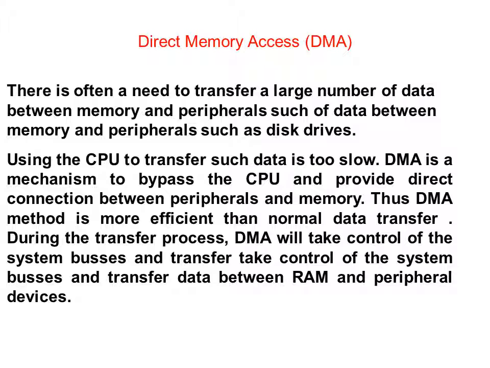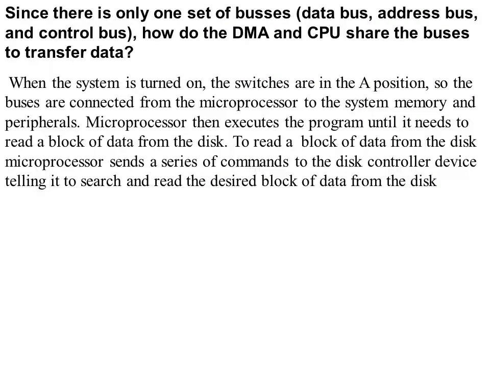During this transfer process, DMA will take control of the system bus and transfer data between RAM and peripheral device. Because we have only one set of buses, like data bus, address bus and control bus, at the same moment we cannot directly transfer the data between the memory and the IO device. We have to use the DMA controller for this purpose, so that it transfers the data from one place to another. When the system is turned on, the switches are in A position.